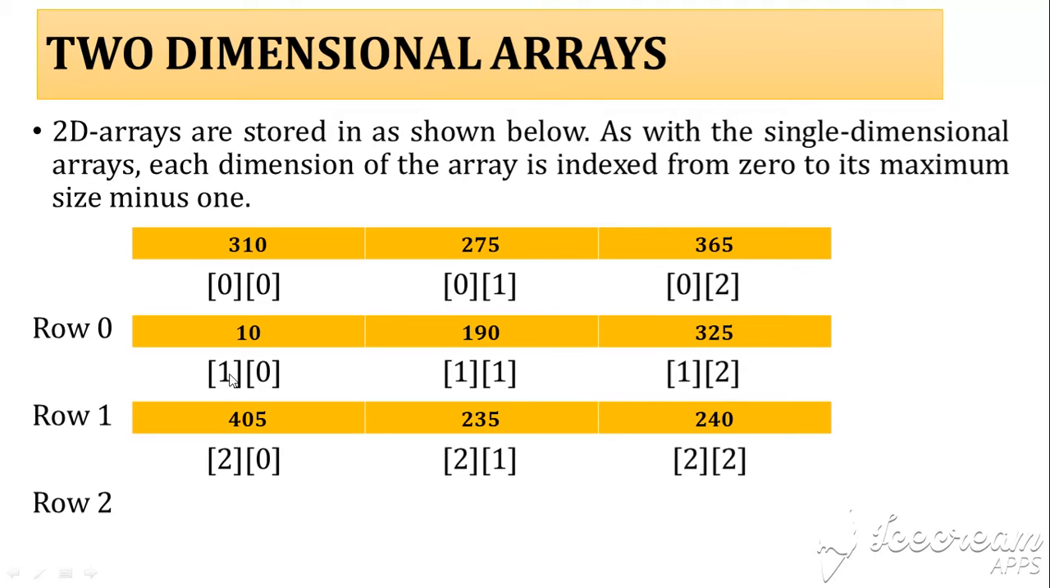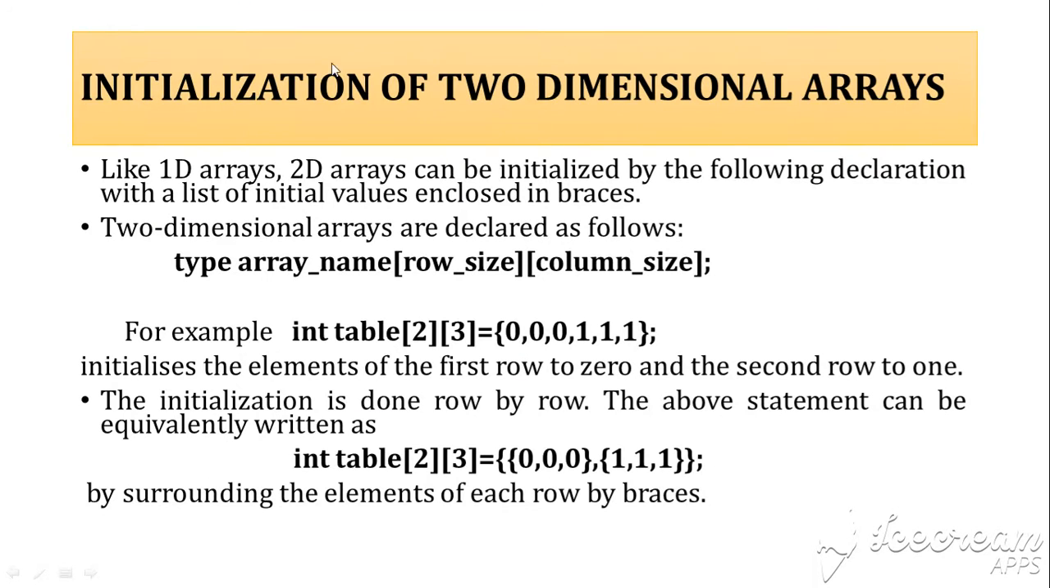The second row would be addressed as 1. The third row would be addressed as 2 on similar lines. This is how the initialization of a 2D array would look. You have the data type, the name of the array, and a pair of square brackets which specify the total rows and the total columns.